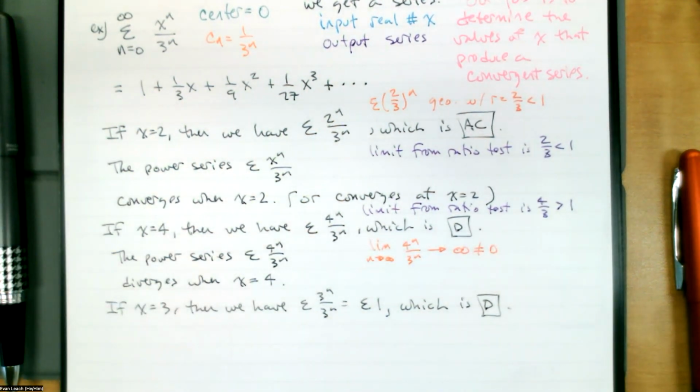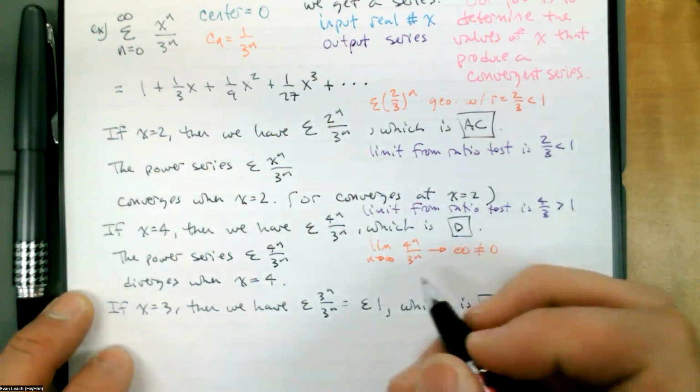A thing to note, that if x equals 3, then we're looking at 3 to the n over 3 to the n, which is just a sum of a bunch of 1s. Here, the series diverges because the limit of the terms is 1, which is not 0.